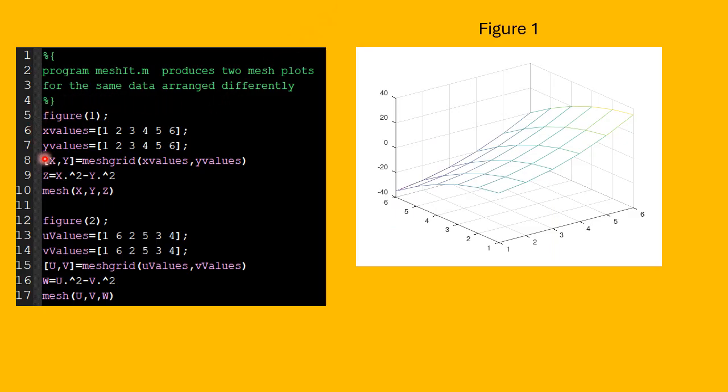So if we just look at this first part of the program that creates figure 1, we have seen that figure 1 looks like this. We have a smooth surface representing the equation z equals x squared minus y squared.